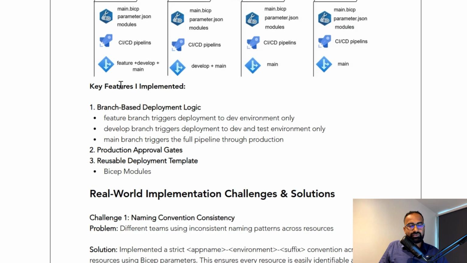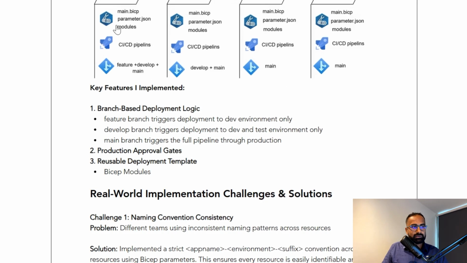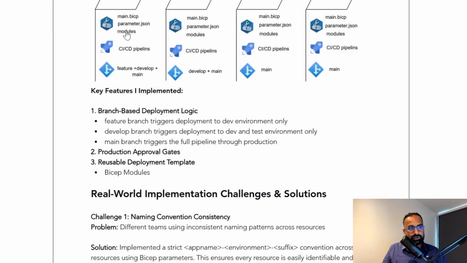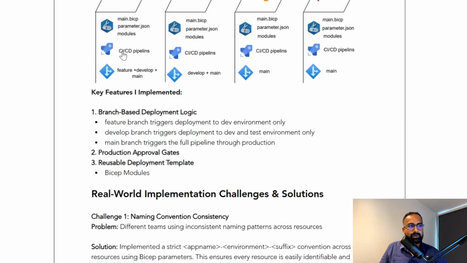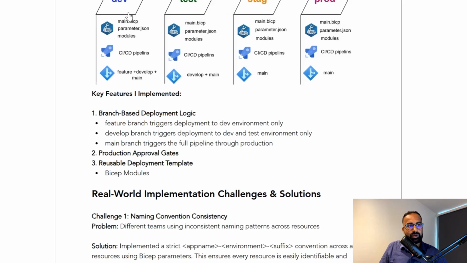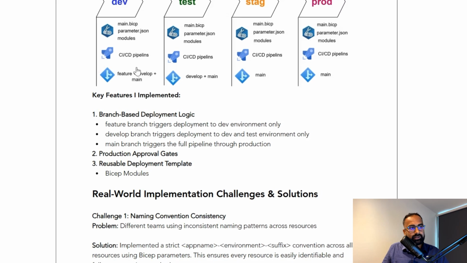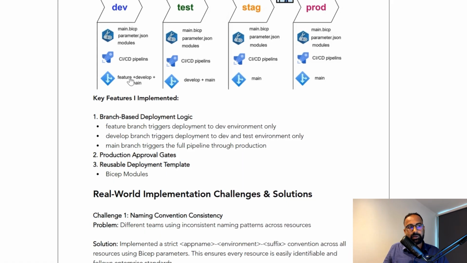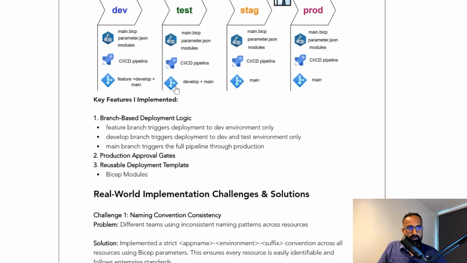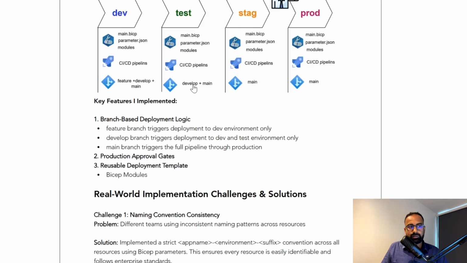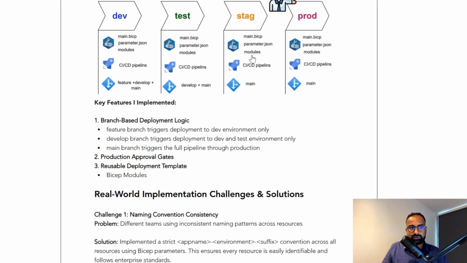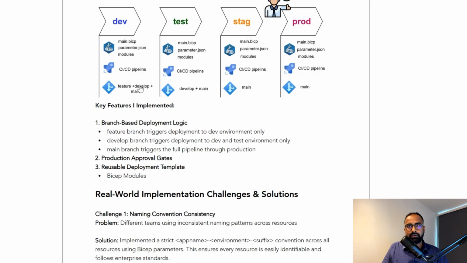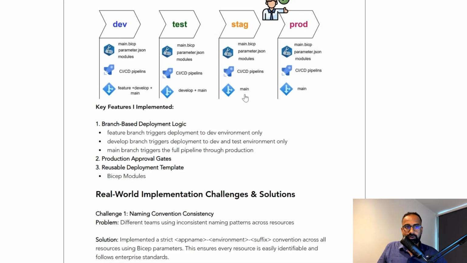And there is also some key features we implemented. If you see here, for dev we have the main.bicep, parameter.json, and the module which is being used, and then we have a CI/CD pipeline. On the dev environment, we have feature, develop, and main branches. With all 3 types of branches you can deploy, but on test you can only deploy from the develop and the main branch. And for stage, only from main, and production only goes to main.